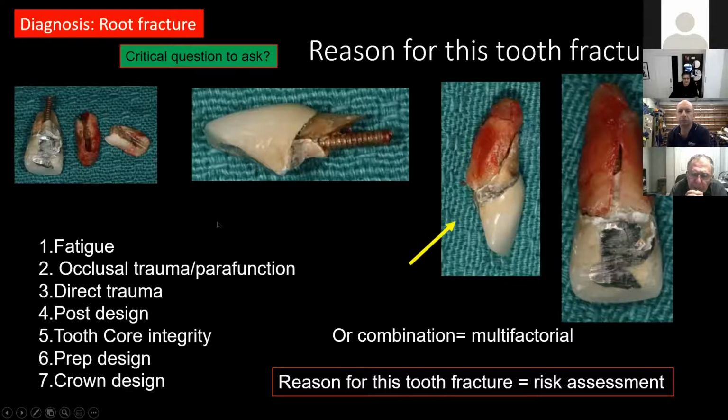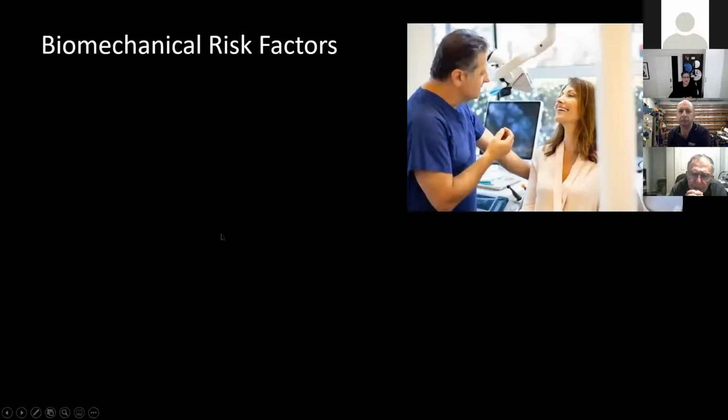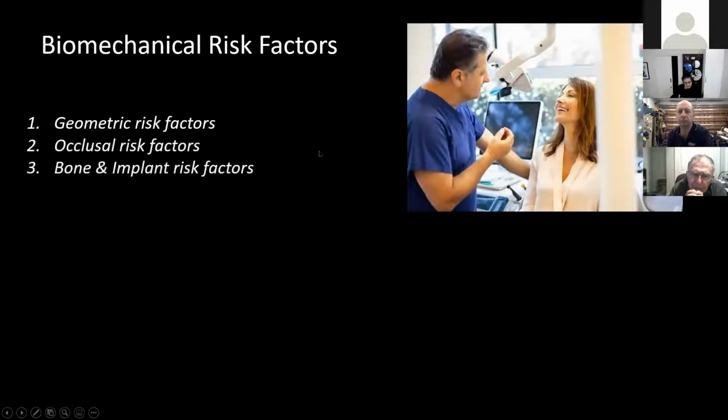When I look back in terms of understanding why, we look at the biomechanical factors. What am I talking about? I'm talking about geometric risk factors. And what's a geometric risk factor? Well, that's interesting. Occlusion risk factors, bone and implant risk factors. So all these technological risk factors, okay?